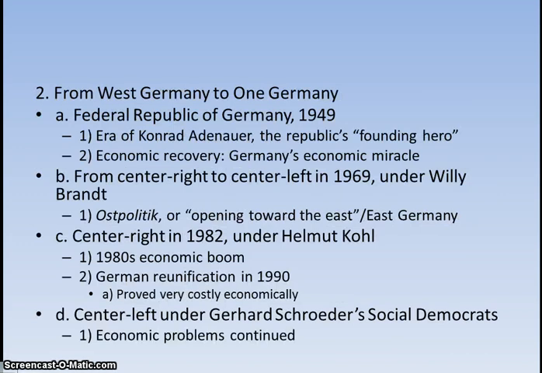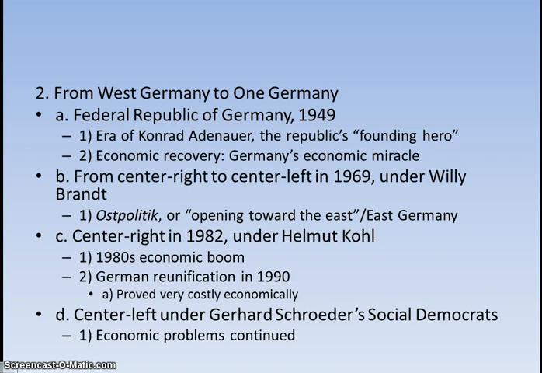Now, the next country that we're going to shift to is Germany. So from West Germany to one Germany. The Federal Republic of Germany is in 1949. This is going to be the Western Germany, the democracy. And what you kind of see with Germany is a Germany that is going to be very strong, despite the fact that they lost half of their original German territory. They do make a lot of growth.